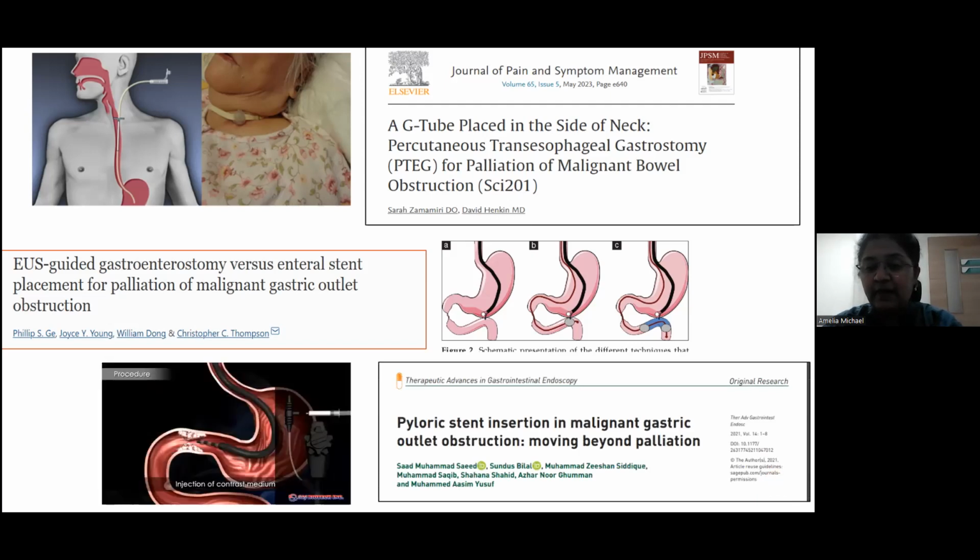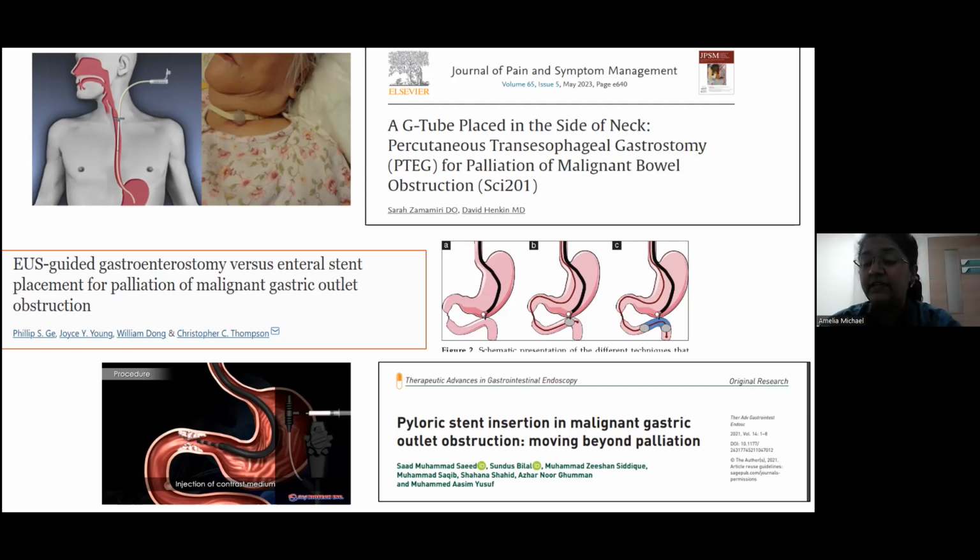The other is pyloric stent insertions, which are done in malignant gastric bowel obstructions. Again, there are pros and cons of all of this, such as the tumor growing. These are all palliative interventions that can be done for patients who have refractory nausea, vomiting. And for patients, for example, who cannot eat, the acidity, the distress, the nausea, the constant brash that is there, they all get a little better with these procedures.